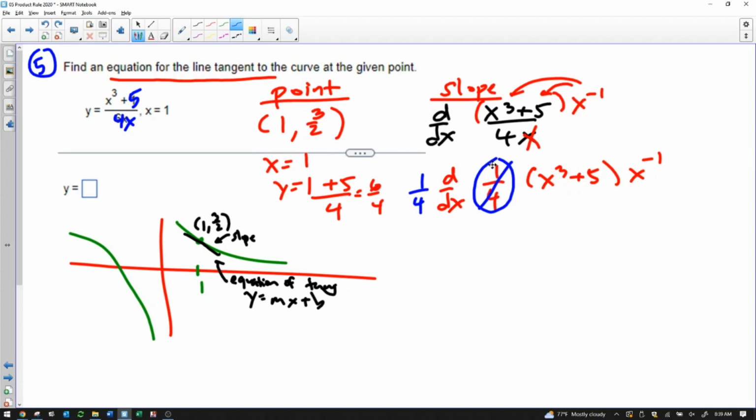Okay, but the 1/4 here is just a factor, so I can pull out the 1/4. And so then I pull out the 1/4 and I take the derivative of this right here. I'm going to distribute this first. This is really 1/4 times the derivative of x squared plus 5x to the negative 1. You with me so far?